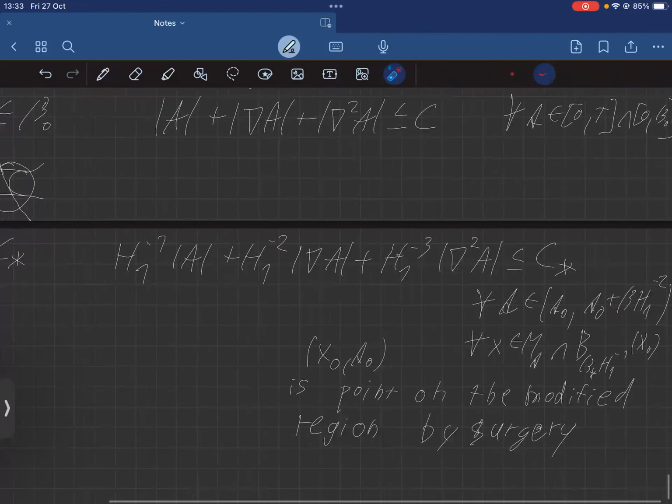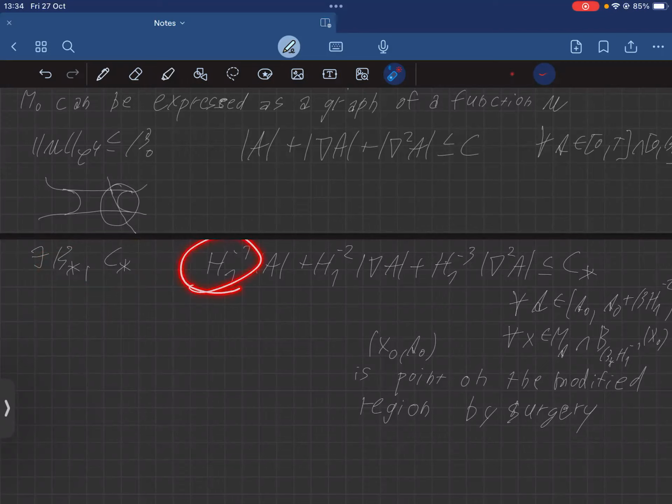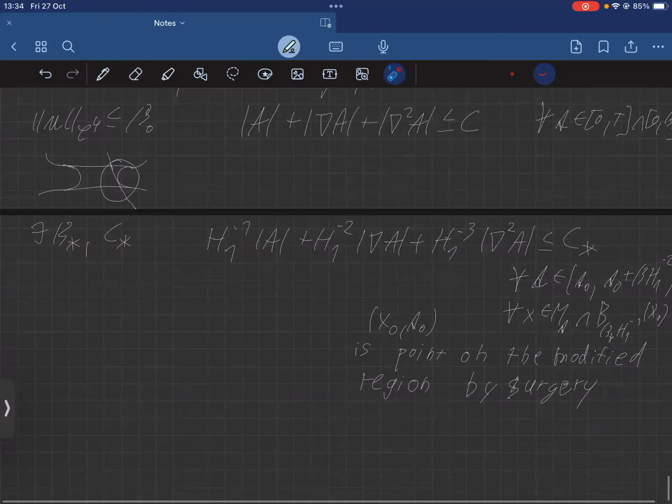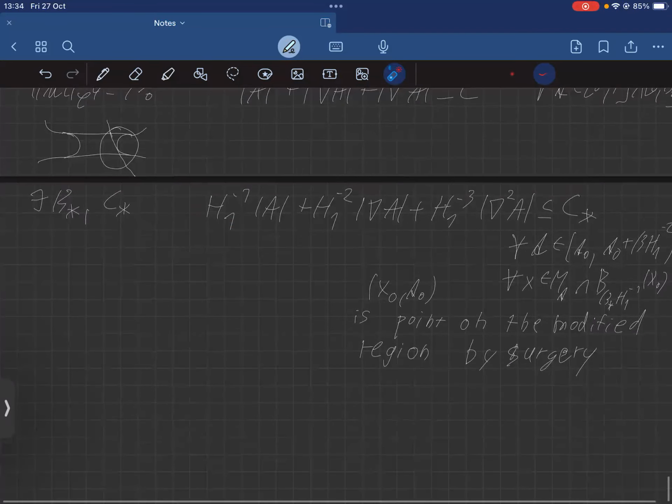And a very interesting thing about this estimate is that these constants, beta star and C star, do not depend on the surgery parameters, not even on H1, which is the curvature of the neck on which we are performing the surgery. So beta star and C star are invariant for H1, which we're actually going to choose later. If you did the proof formally enough, H1 is chosen later. So this is for any H1 such that we perform a surgery on a neck.